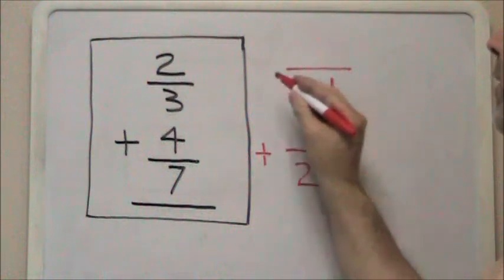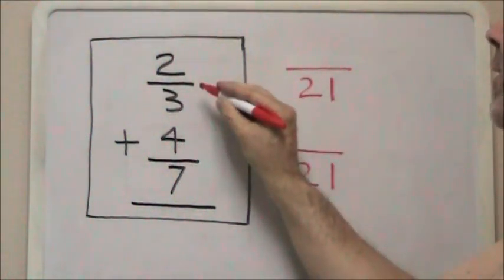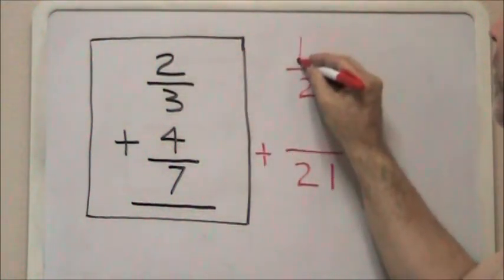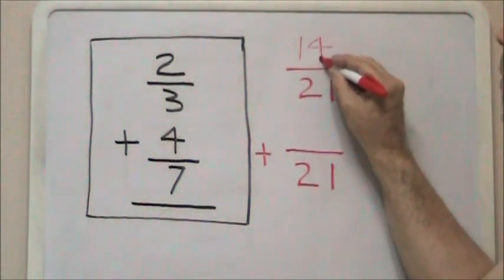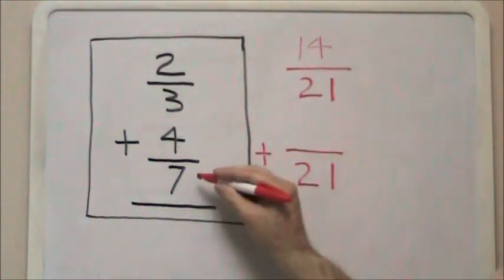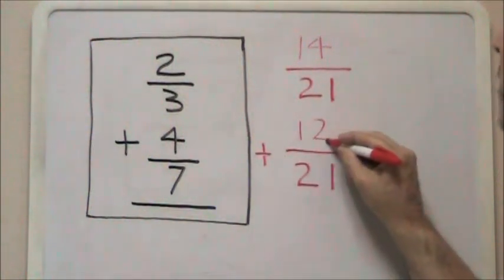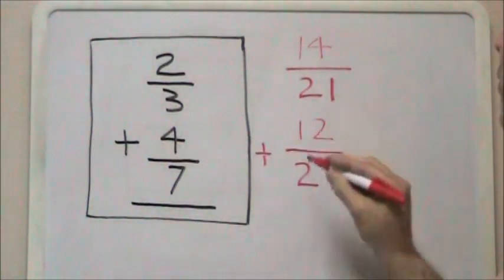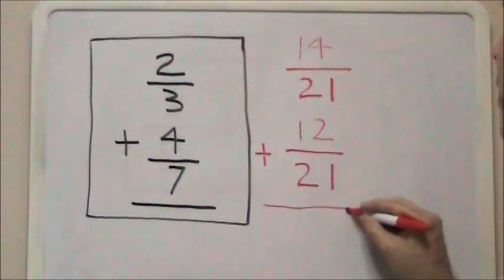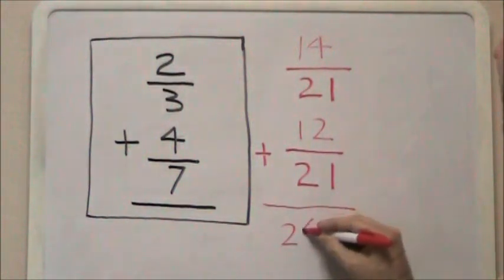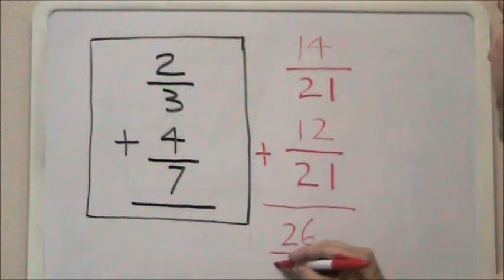We take 21, divide it by 3 to get 7, multiply 7 by 2 to get 14. We take 21, divide it by 7 to get 3, multiply it by 4 to get 12. Now we add 14 and 12 together. That gives us 26 over 21.